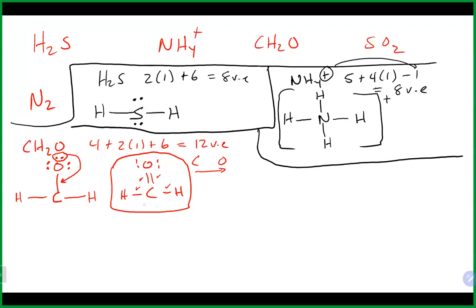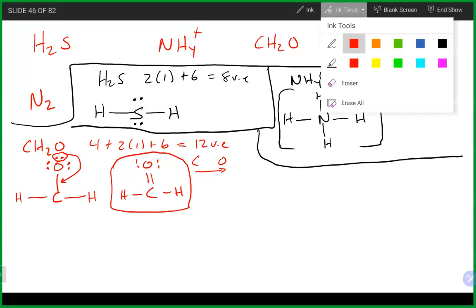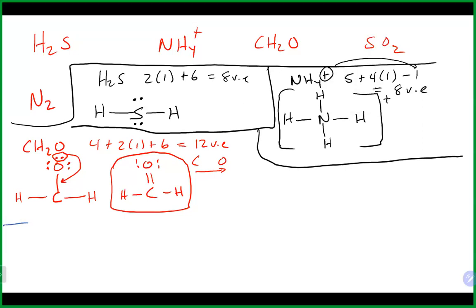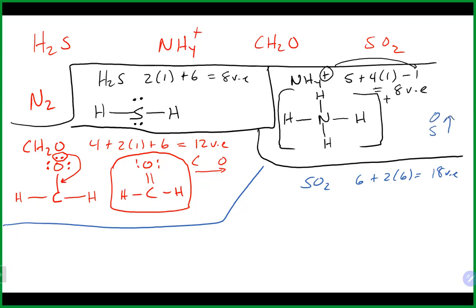Okay, next one is SO2. SO2 is 6 for the sulfur, 2 times 6 for the oxygens. That's a lot of math. 18 we'll go with. Once again, if we look at sulfur and oxygen on the periodic table, oxygen is more electronegative as it goes up in the group. That means sulfur should be in the middle and oxygen should be on the sides.